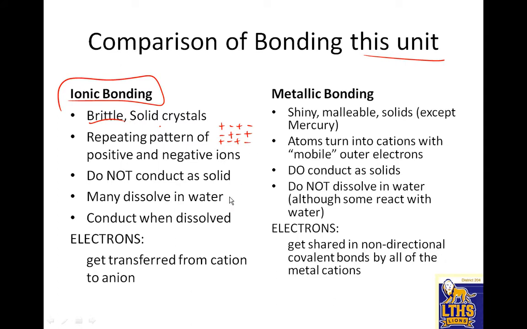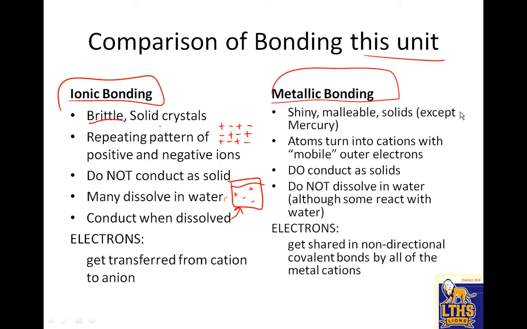They might dissolve in water, many of them do, and when they are dissolved, then you have positives and negatives all over the place dissolved, so then electricity can flow because those charges can move. So when they're dissolved, they can conduct, okay, or when they're liquid, they can conduct. How are they formed? Their electrons get transferred from the cation to the anion. How is that different than what we just learned about?